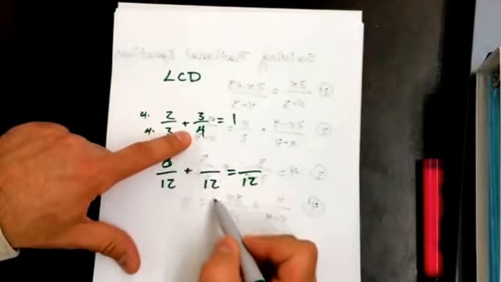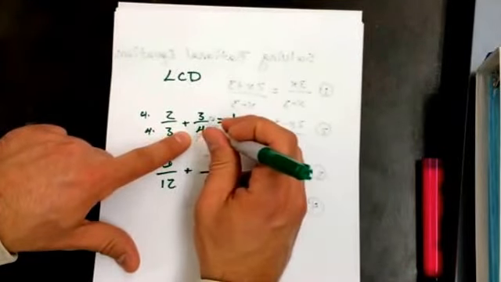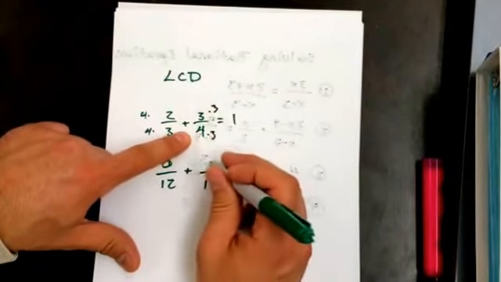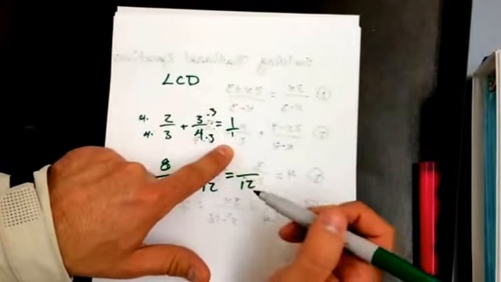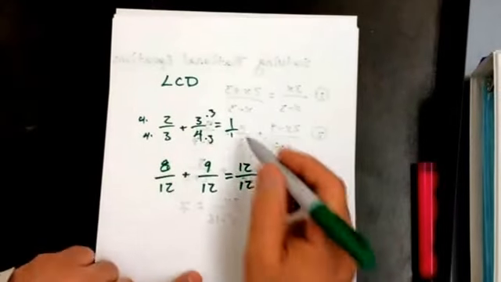What did I multiply this 4 by to get 12? I had to multiply it by 3. So I have to multiply the numerator by 3. What did I multiply this 1 by? Well, this 1 is actually over 1, so it's 12 over 12. I had to multiply it by 12.